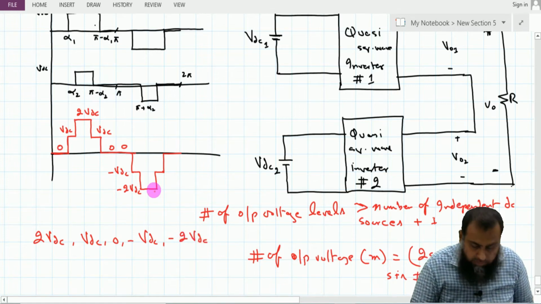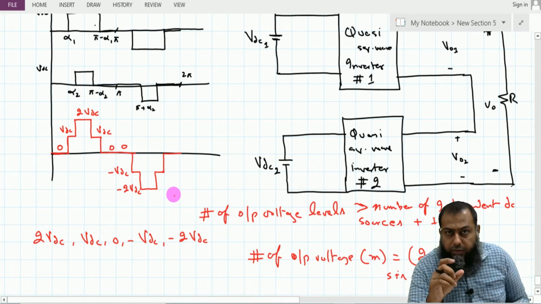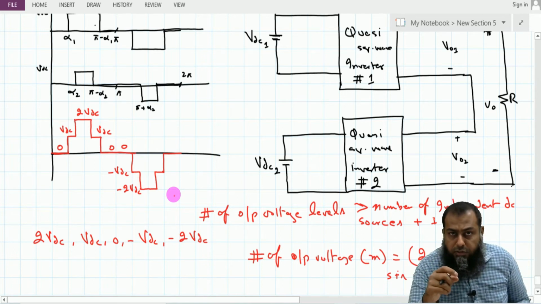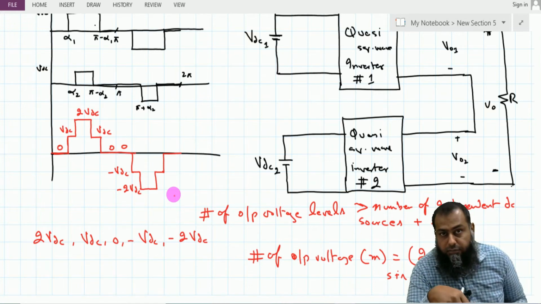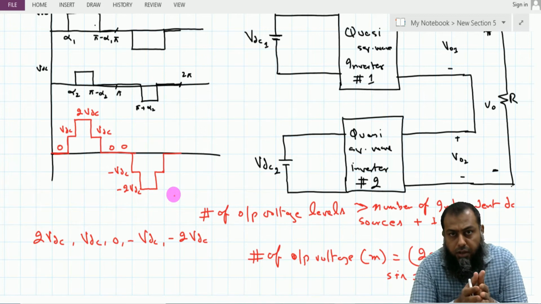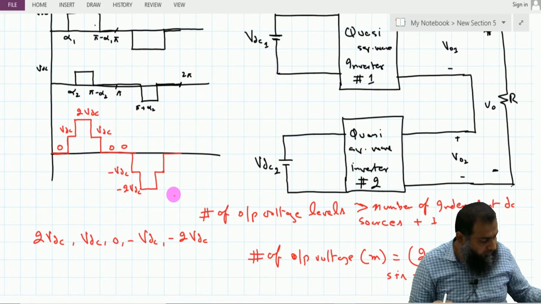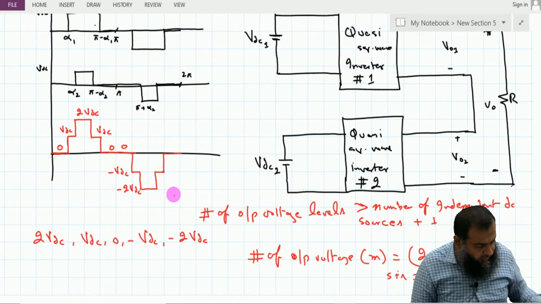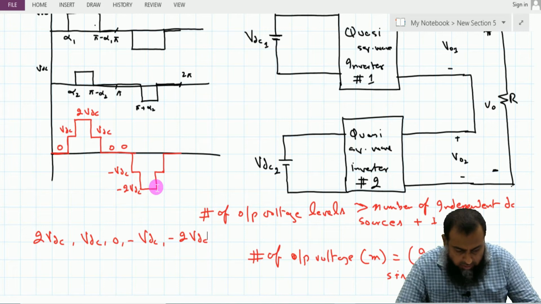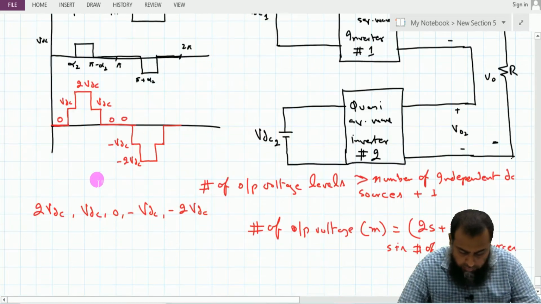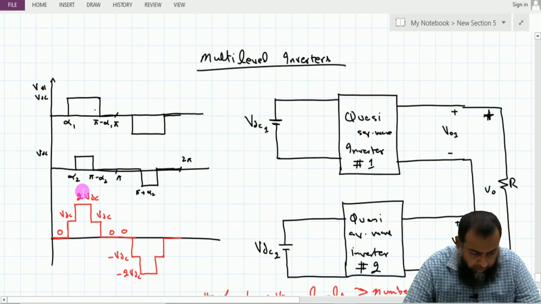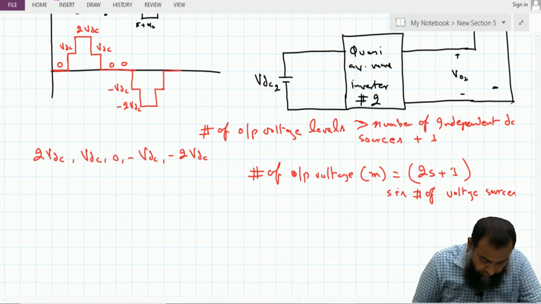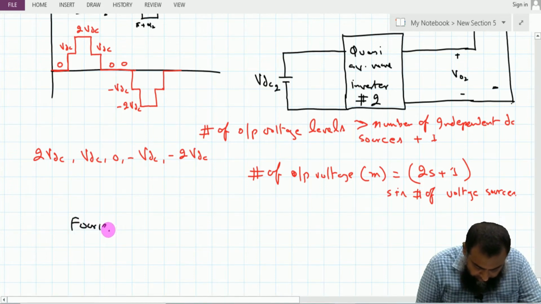With the increment in the output voltage levels, we have seen that the waveform is now of a shape much more similar to an ideal sine wave. It is much closer compared to the square wave inverter. So the Fourier analysis of this particular waveform reveals the output voltage V naught, which is available here.